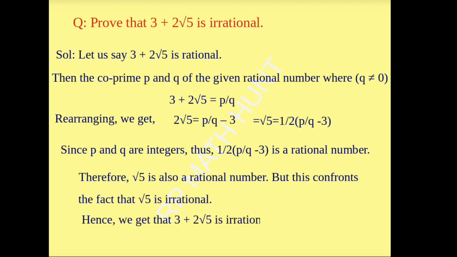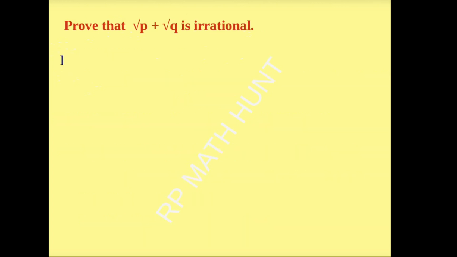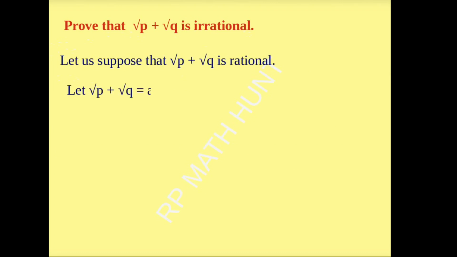Prove that root p plus root q is irrational. Let us suppose that root p plus root q is rational. Let root p plus root q is equal to a, where a is rational. Then root q is equal to a minus root p.